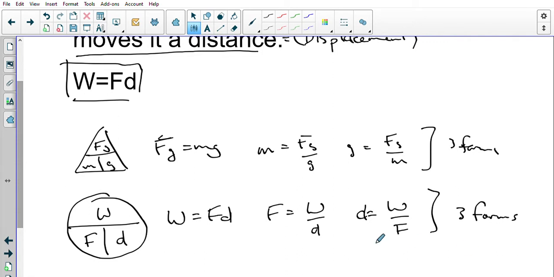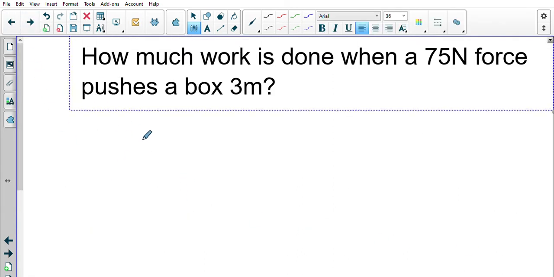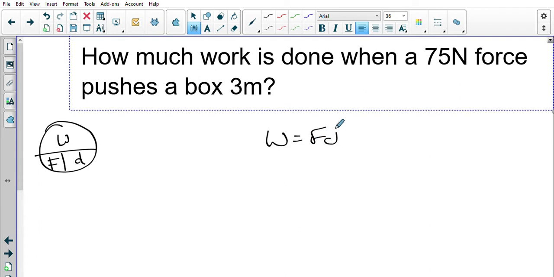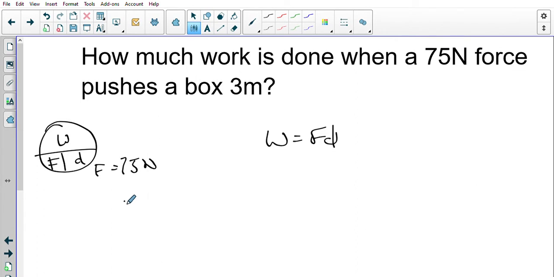All right? Triangle, circle. You can do any shape you want, but that's just work. All right, so we can say, how much work is done when a 75 Newton force pushes a box 3 meters? Well, we have this work, force, distance. Work is equal to our force times our distance. So how much work is done? We have 75 newtons. Well, newtons, that's a force. It's pushed 3 meters. What is that? Well, that's the distance or displacement. And the question is how much work? So this is our equation.